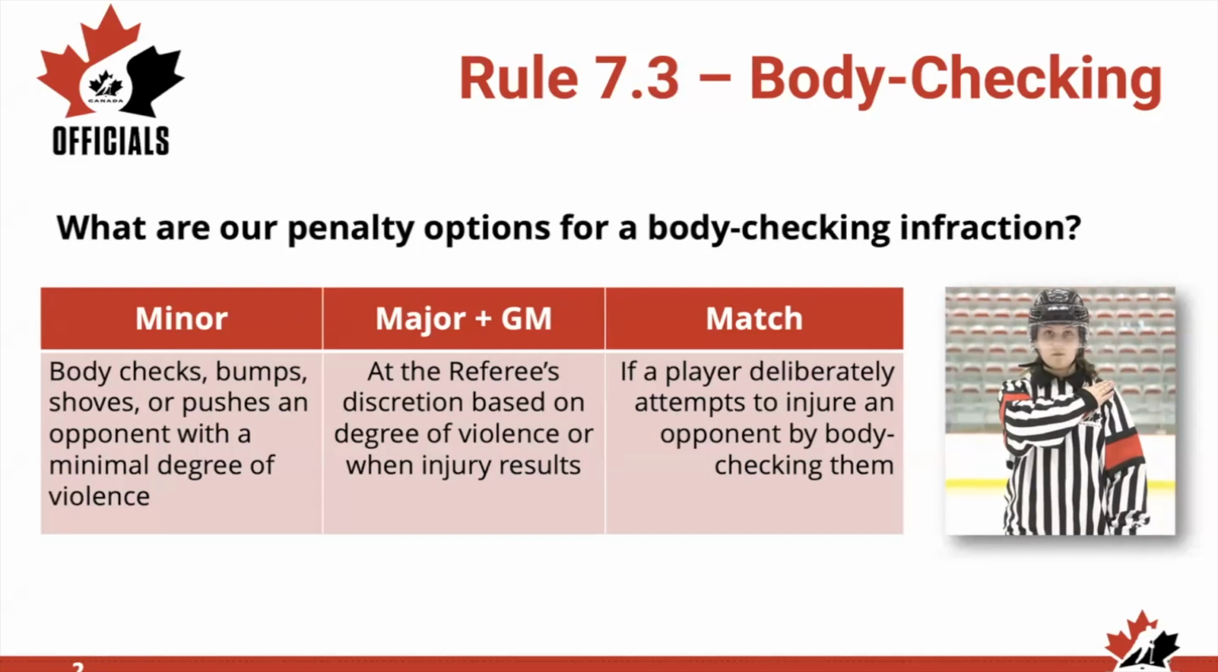Now let's jump right into the differences between body contact and body checking. Under Rule 7.3 body checking, there are three penalty options. Number one is a minor penalty. This is when a player body checks, bumps, shoves, or pushes an opponent with a minimal degree of violence. A major and a game misconduct can be called at the referee's discretion based on a degree of violence, or if an injury results. Of course, as we know, if there's an injury resulting, a major and a game misconduct must be called. A match penalty can be called if a player deliberately attempts to injure an opponent by body checking them.